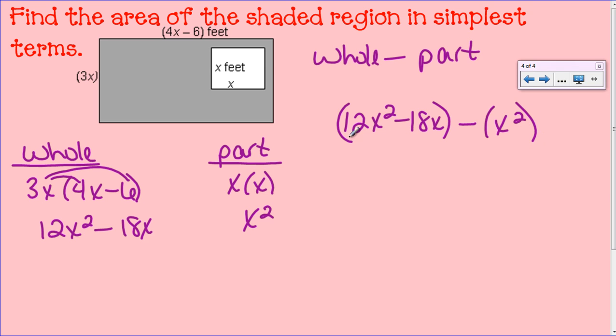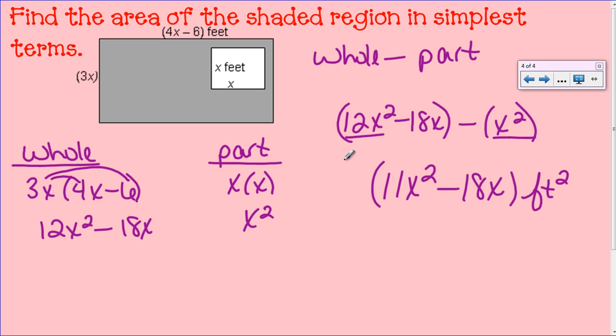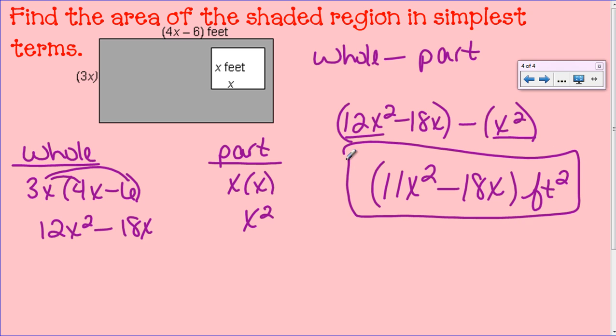So like terms with like terms, I have 12x squared minus x squared. Well, 12 minus 1 is 11x squared. This negative 18x has nothing to subtract from it, so it just becomes minus 18x. This is your shaded region, and if I want to put my units, it is feet squared. Do not fear the units. It's okay to write them. Again, I didn't make up new variables. It's just my units, okay? So your polynomial for the shaded region is 11x squared minus 18x.